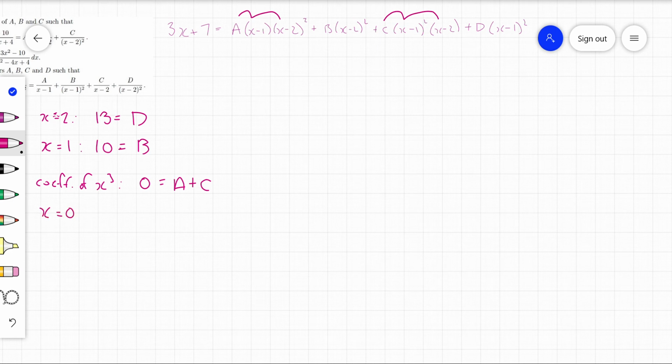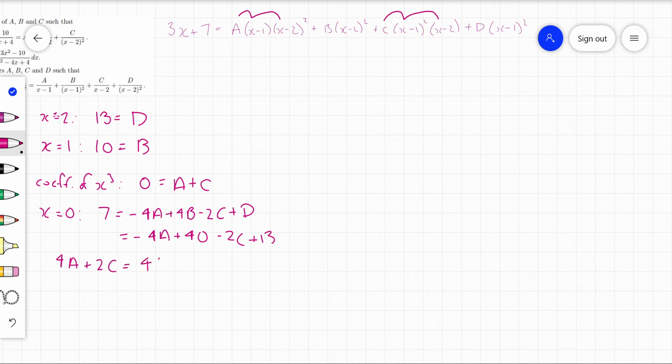What about x equals 0? If we put x equals 0 in, we get 7 equals, so sub 0 into those brackets, you get minus 4a, you'll get a plus 4b, minus 2c, and a plus d. We know that 4b gives us 40, and d is 13. So if we put the 4a and the 2c on this side, we get 46. Let's go 2a plus c. Let's halve everything and get 23.